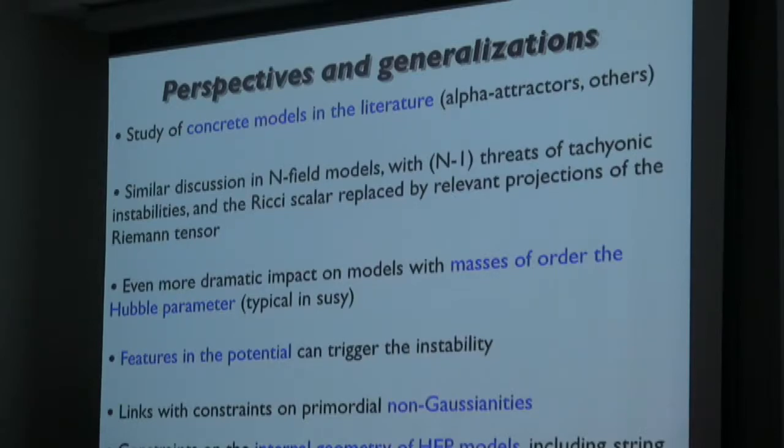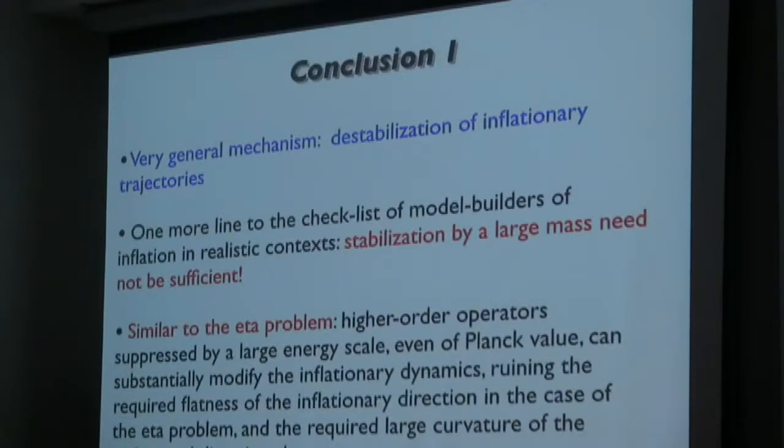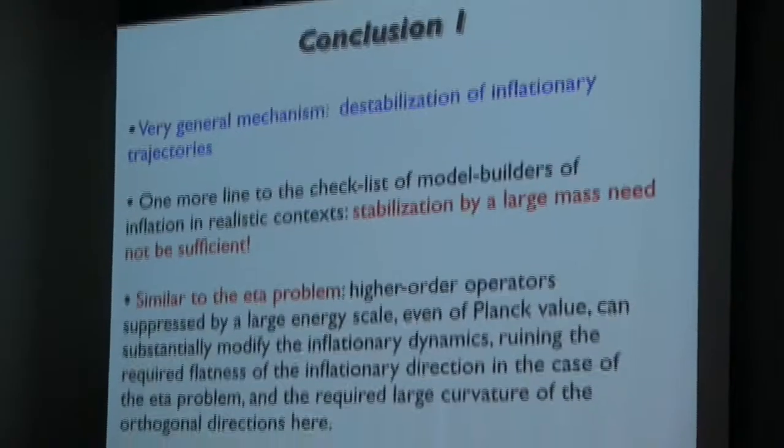But okay, maybe just to conclude, again, it was two-field, but really, in general, in an n-field model, there are n minus one directions of instability. If the sectional curvature in each of the directions is negative, there is potential instability. Okay, the bottom line is, one way of seeing that is stabilization by large mass is not sufficient.